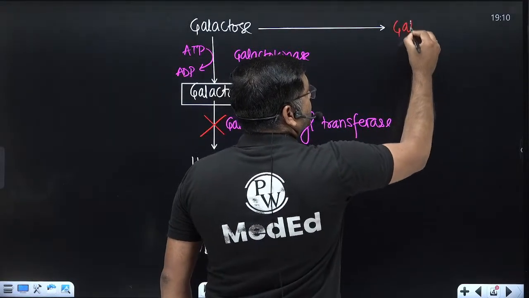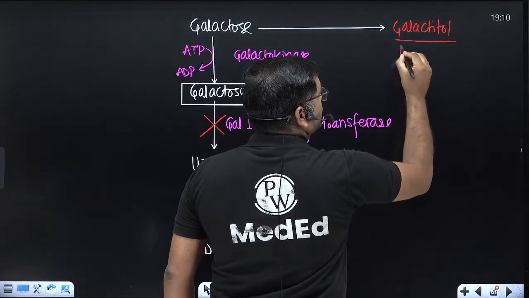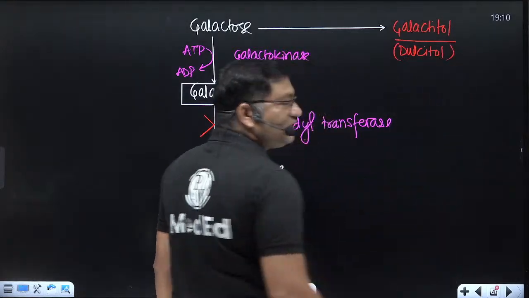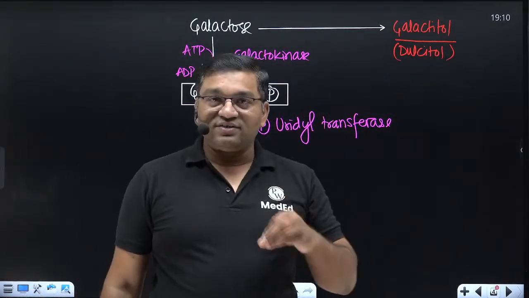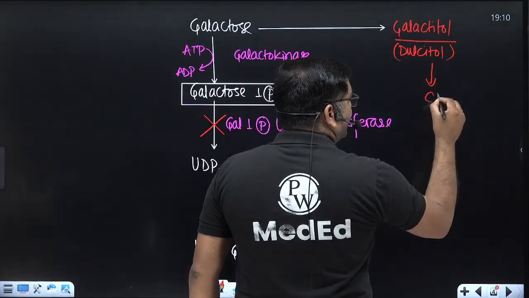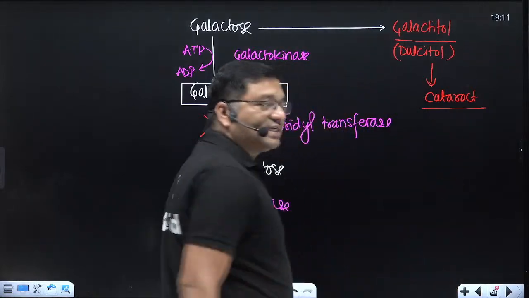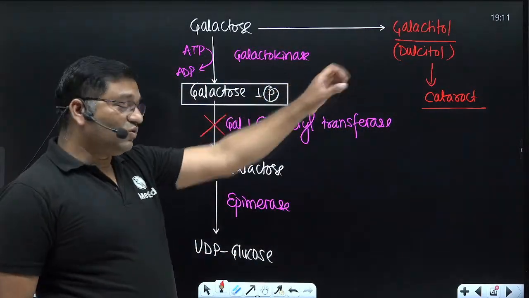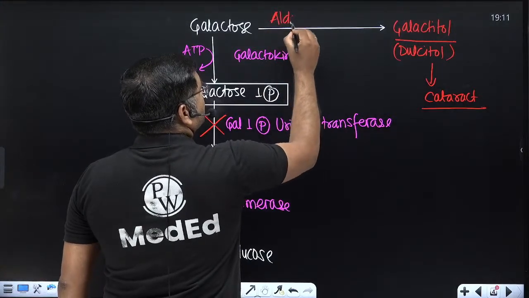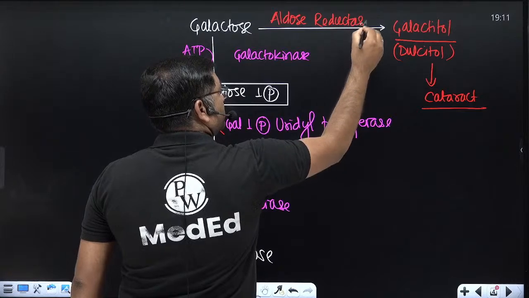The other name is dulcitol, galactitol, also known as dulcitol. An osmotic effect of dulcitol causes opacity in the lens, opaque lens. So it causes cataract in the lens, accumulation of this compound. This is by the enzyme aldose reductase.